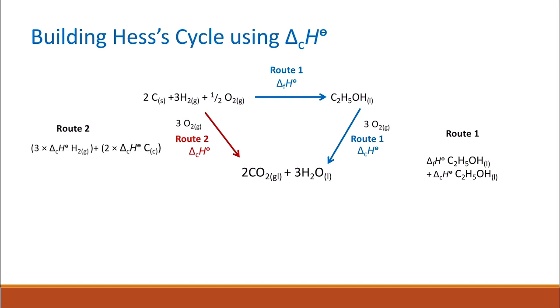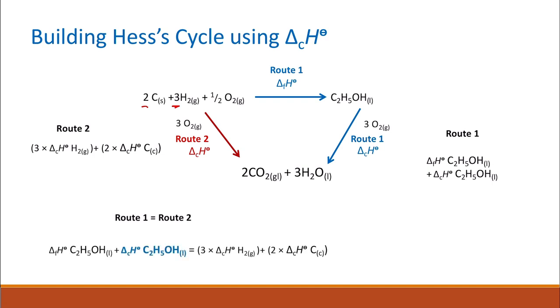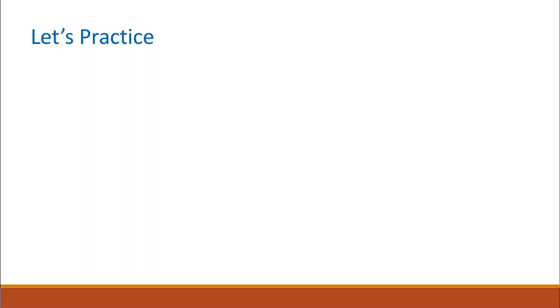Route 2 will be 3 times the enthalpy of combustion of hydrogen, because there are 3 moles of hydrogen, and 2 times the combustion of carbon, because there are 2 moles of carbon, and of course oxygen will not have any combustion in this reaction. Route 1 will equal route 2, and then you can put in all the values and do your rearrangement to find the missing enthalpy change.